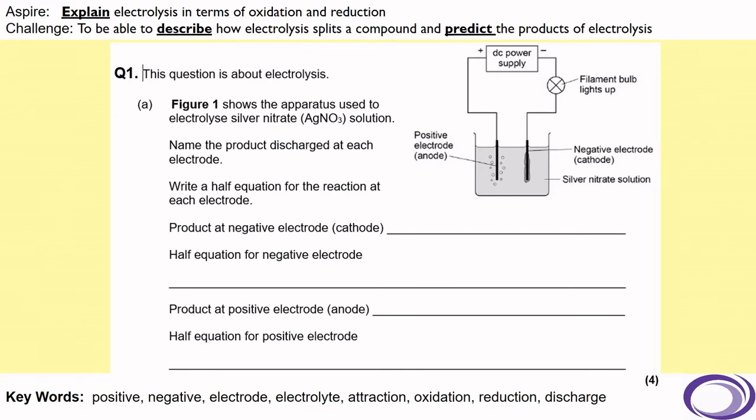Now, just an example of a higher tier question for you. This question is about electrolysis, and figure 1 shows the apparatus used to electrolyse silver nitrate solution. They want you to name the product discharged at each electrode and write half equations for each electrode.